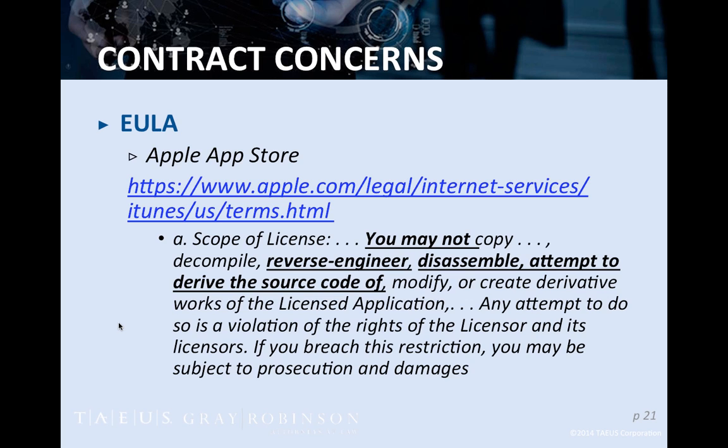This is interesting and important because if one of these entities that owned a piece of software, let's say Google, and you went and tried to disassemble or reverse engineer Chrome, they could make an argument that that is a breach of your license agreement with them, the EULA that you agreed to when you downloaded and installed that software.